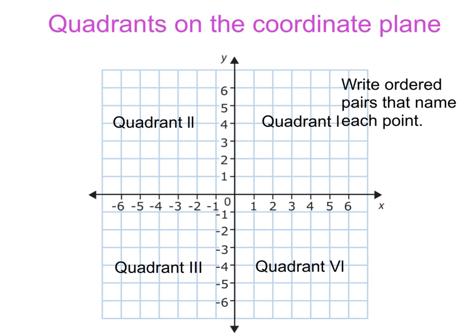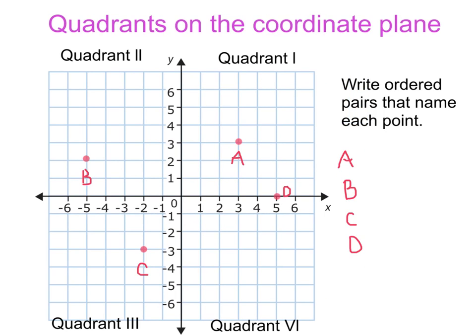The first one that deals with all of our positive numbers is quadrant 1. We start there, quadrant 1, then it goes counterclockwise. Quadrant 2 is right here, quadrant 3, and quadrant 4. And today you're going to need to know which of the quadrants these 4 are.